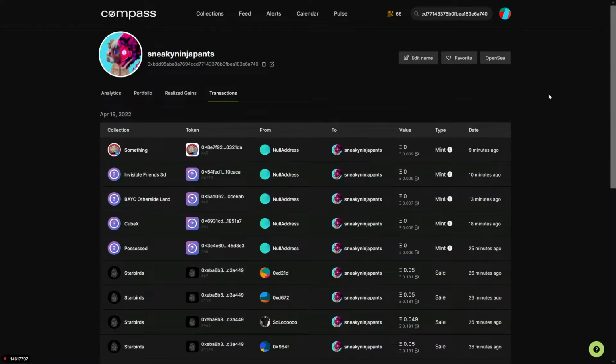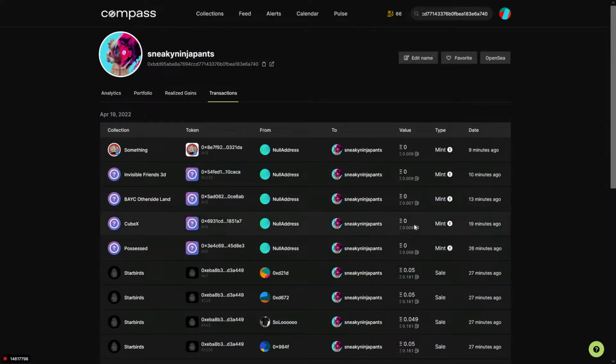So it will tell you the collection that the transaction was in. It will show you the token ID. And it will tell you where the transaction came from, who the transaction went to, the value of the transaction, what the action was, and when it happened.